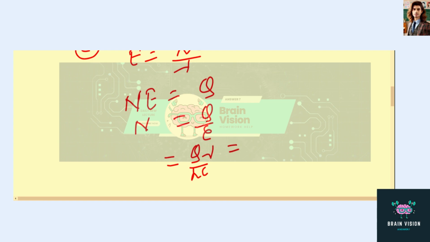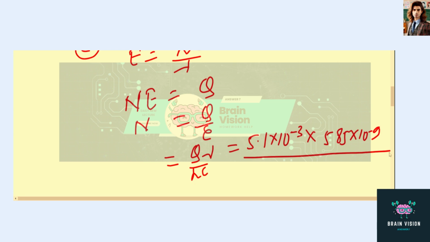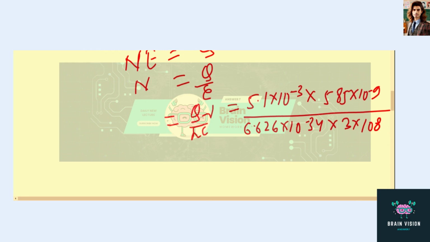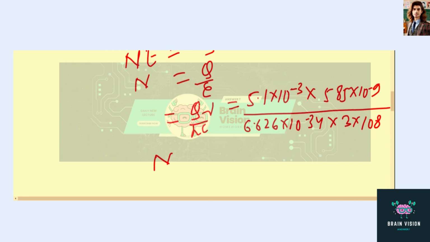So after putting the values, Q is 5.1 into 10 to the power minus 3 into lambda, which is 585 into 10 to the power minus 9 meter, and upon h is 6.626 into 10 to the power minus 34 into c is 3 into 10 to the power 8. We already know about the speed of light, so this basically n over here comes out to 1.5 into 10 to the power 16.